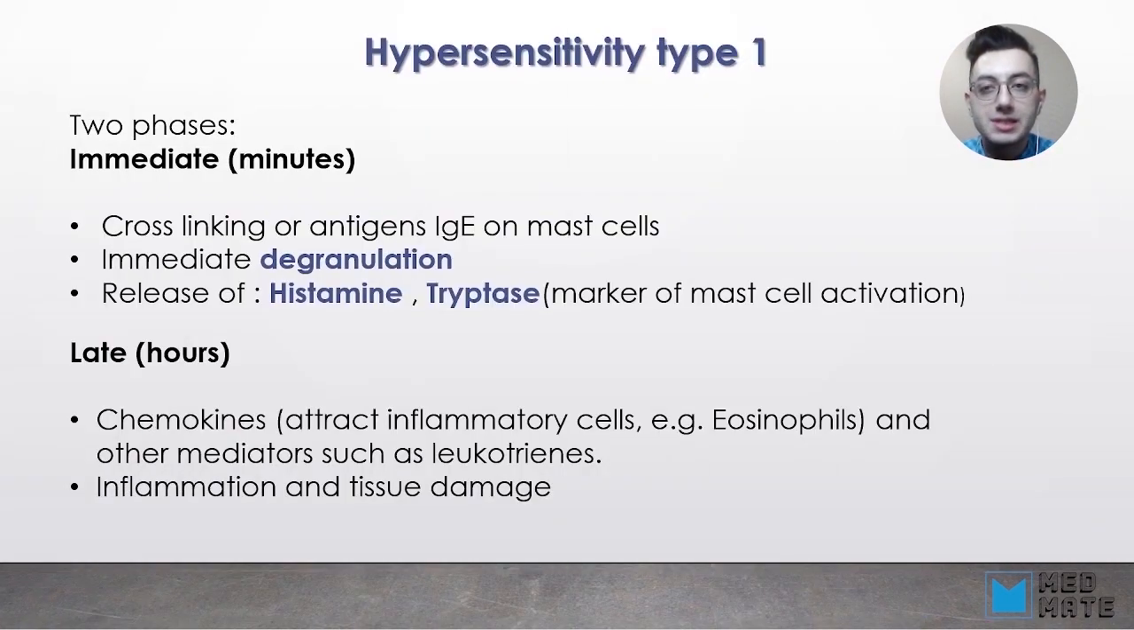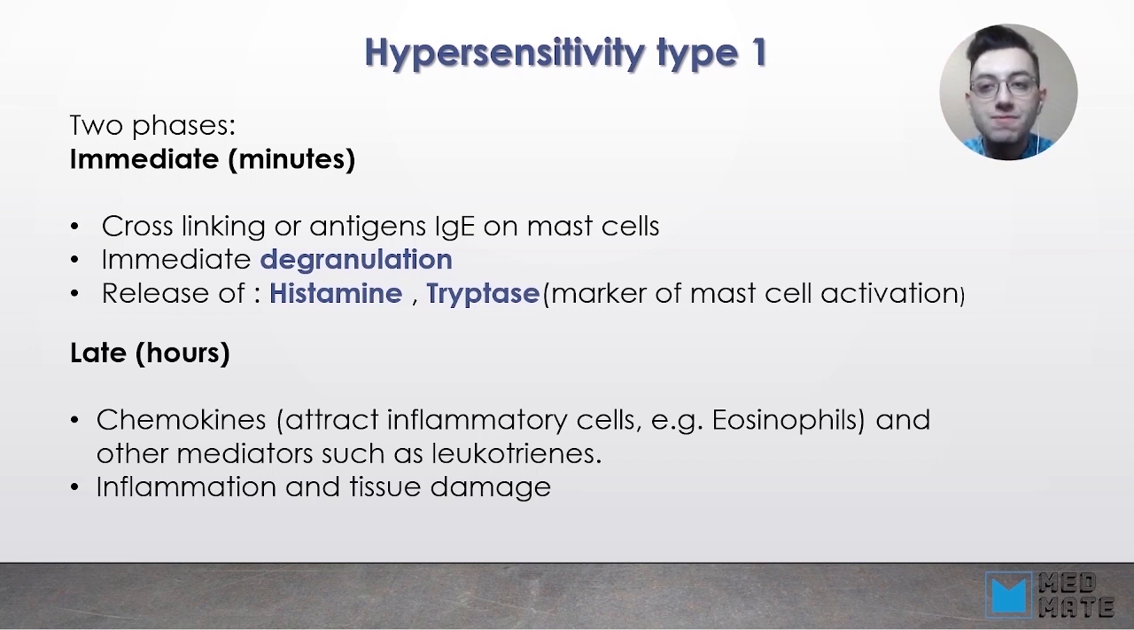In type 1 hypersensitivity, our body makes IgE against the antigens that have entered our body. The cross-linking between the antigens, IgE, and mast cell leads to immediate degranulation of the mast cell, which then causes release of histamine, tryptase, and other mediators that lead to allergic reactions in the body. Tryptase is a marker of mast cell activation.